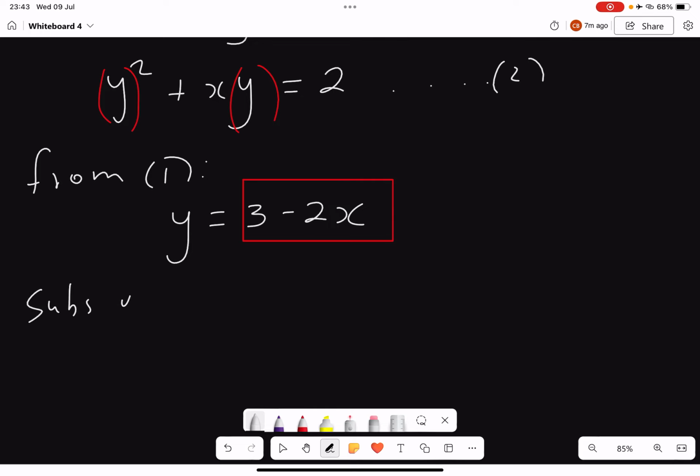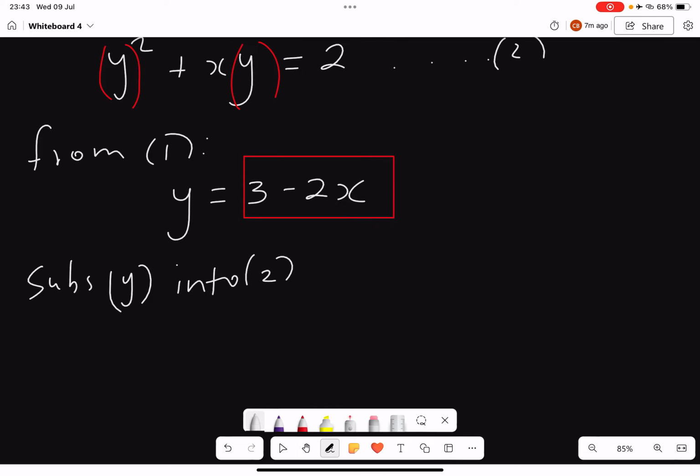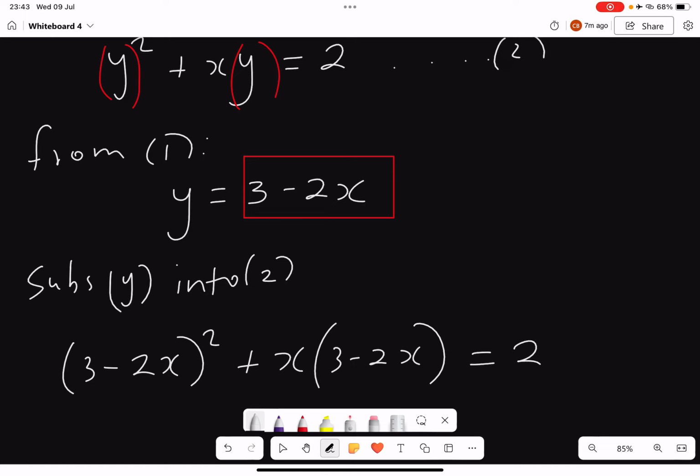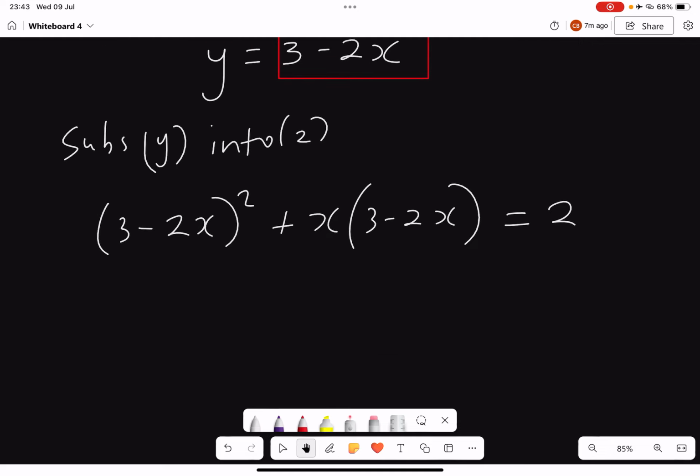So I'm going to substitute y into 2. Where I see y, I replace it with 3 minus 2x. So the first one is (3 minus 2x) squared, and you can see, ladies and gents, I always put brackets. And then we get 2 there. Right. And now, ladies and gentlemen, we need to expand.